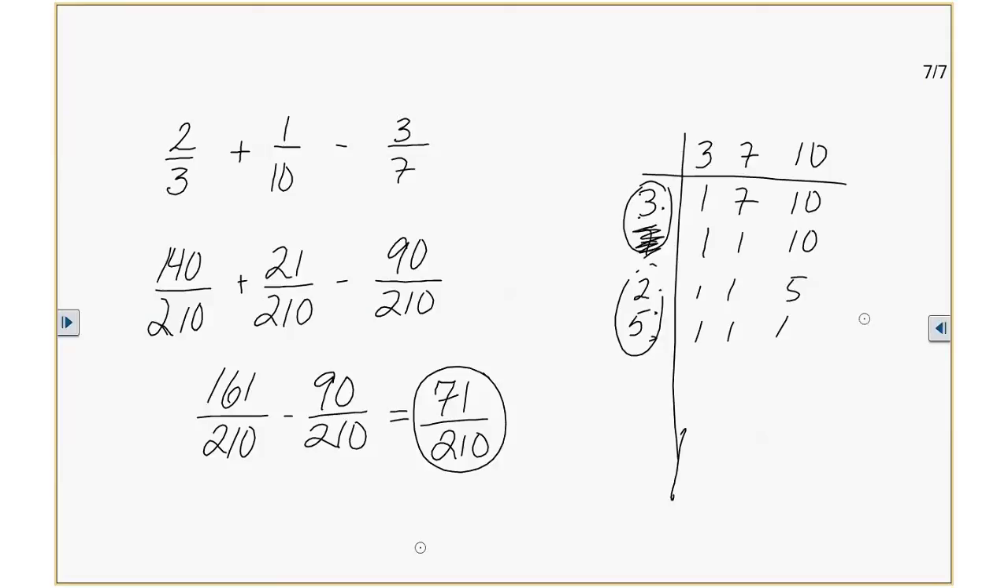I guarantee you, somebody in here is going, I have never done a fraction like that before without using a calculator. And you know what's so bad about it? Is all you use is what? Your brain.